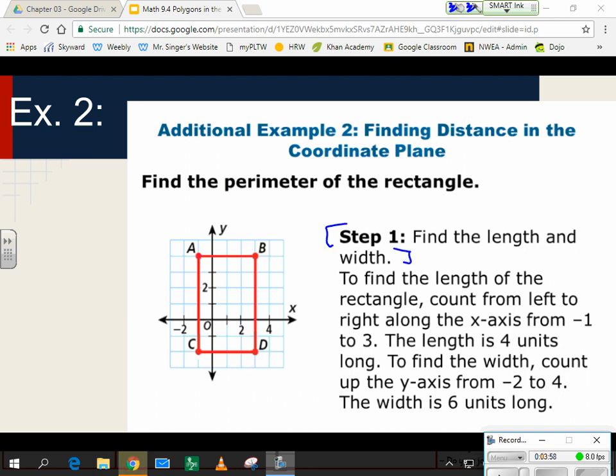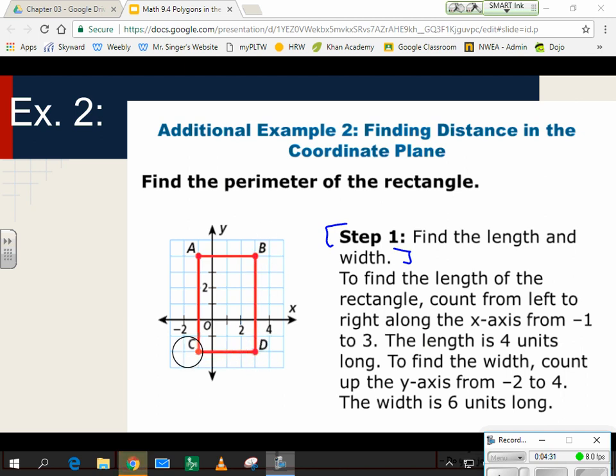Now to find that, all we have to do is count from left to right along the x-axis from one coordinate to the other. And then to find the length going up, you do the same thing. So if we were able to look at the width, let's start at C and go to D. 1, 2, 3, 4. So the width of this is a 4, and the height is a 1, 2, 3, 4, 5, 6. So 6 and 4 are the numbers we need to know.